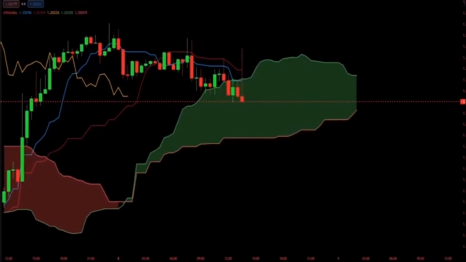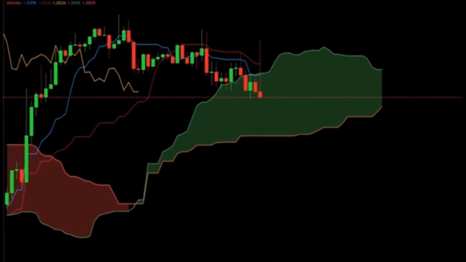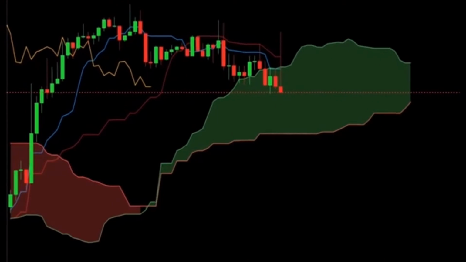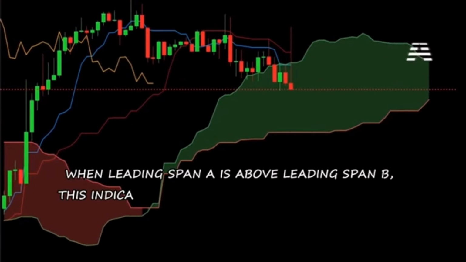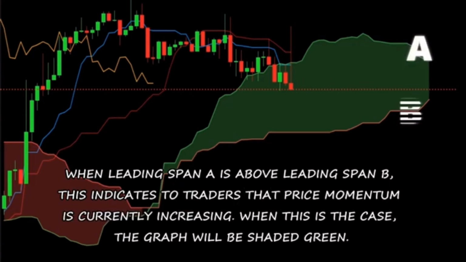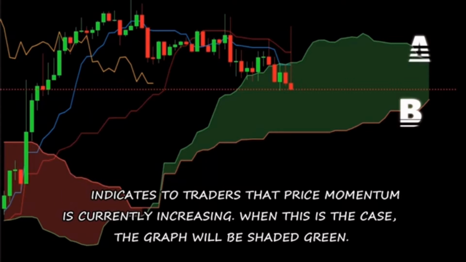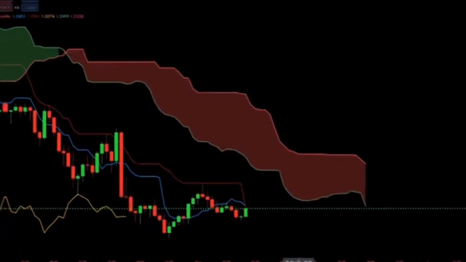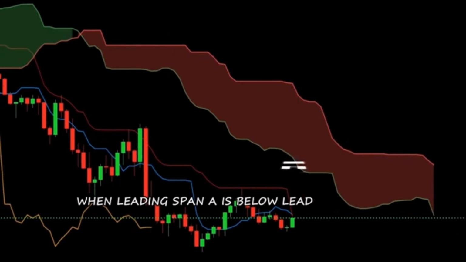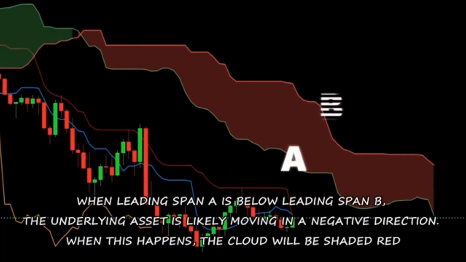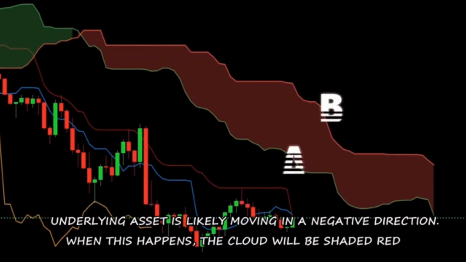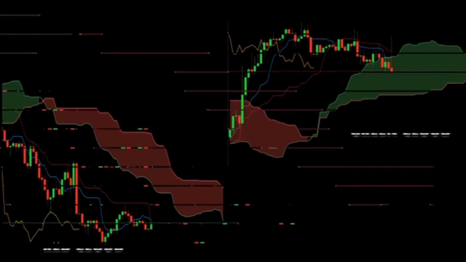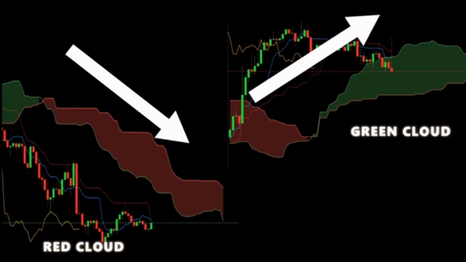While the Ichimoku Cloud Indicator involves multiple, 5 different lines, reading the graph is actually very easy. When leading span A is above leading span B, this indicates to traders that price momentum is currently increasing. When this is the case, the cloud will be shaded green. On the other hand, when leading span A is below leading span B, the underlying asset is likely moving in a negative direction. When this happens, the cloud will be shaded red.